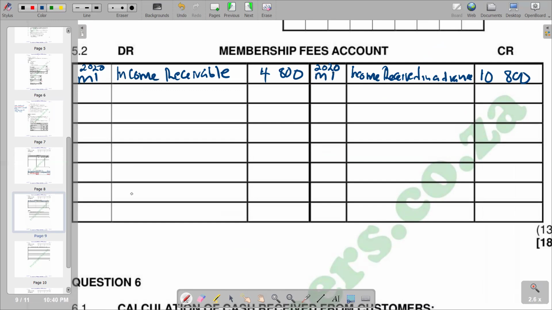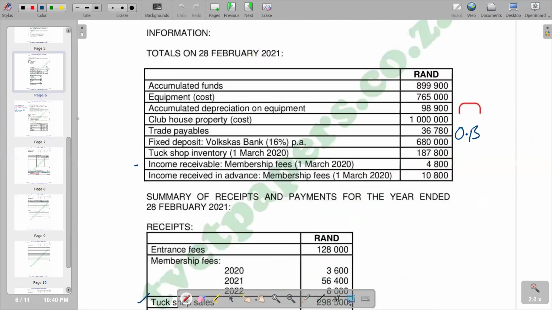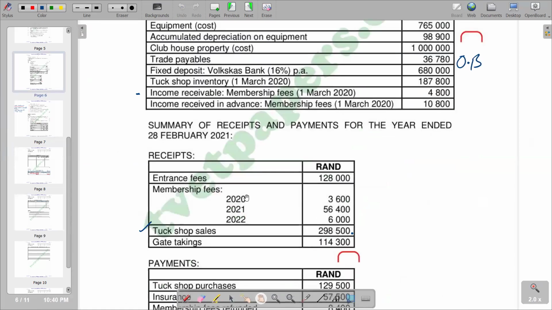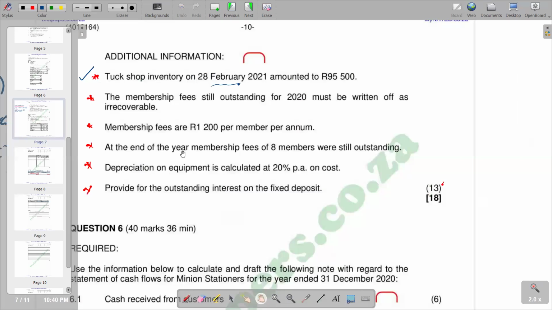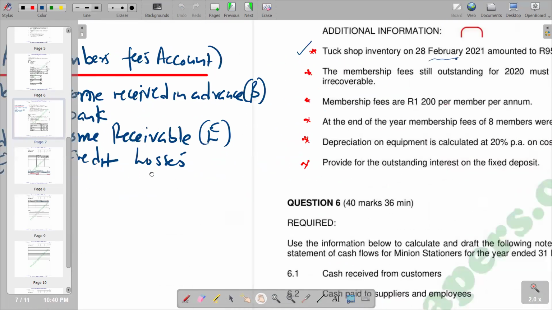And then we've got other entries that we identified. We are supposed to have our bank for the actual membership fees received on the credit side. So we just go back to the information given and try to see. We see that we've got membership fees 2020, 3,600, 2021, 56,400, 2022, 6,000. So we are just going to give a summary of all these entries on the credit side of the membership fees account. As we have indicated here, the bank should be on the credit side. So we just transfer as such.